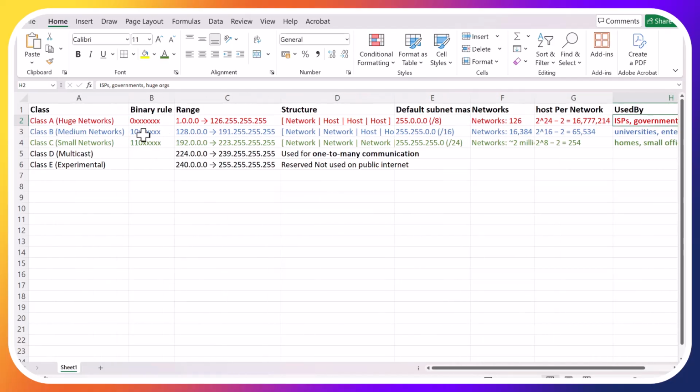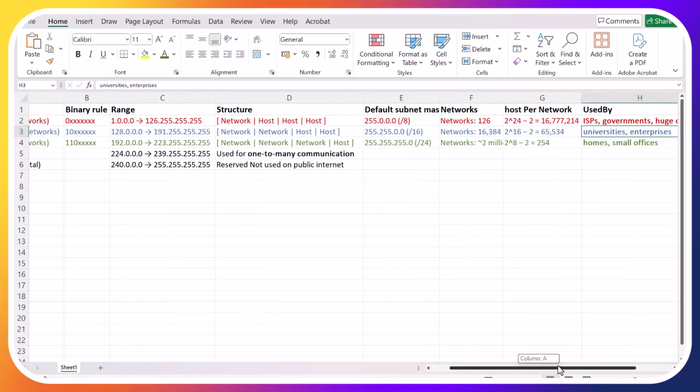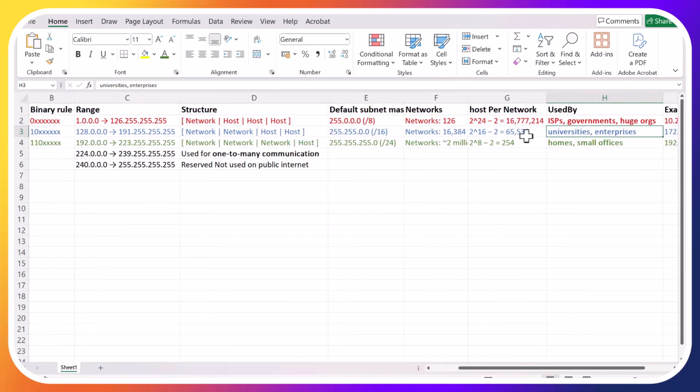Then for class B, the first 2 bits are fixed. Rest can vary. The range will go from here. Okay. And the structure of this IP is network, network, host, host. So the first 16 bits, right? Those will define your network. Okay. So how many networks are possible and how many hosts per network are given, and then it is used for university and enterprises because it can only host around 65,000 devices in one network.